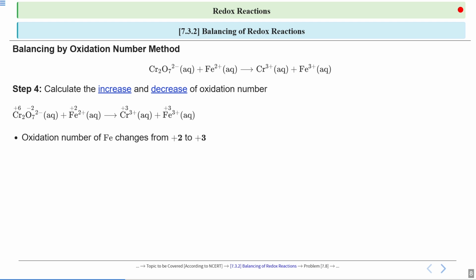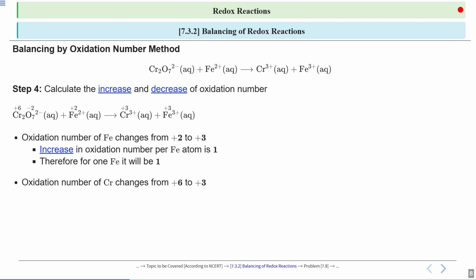And how much has it increased? It has changed from +2 to +3. That means it has increased by 1. Therefore, we can say that the increase in oxidation number per iron atom is 1. So for 1 iron, it will be 1.